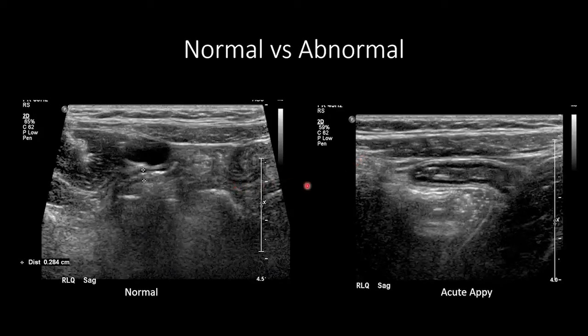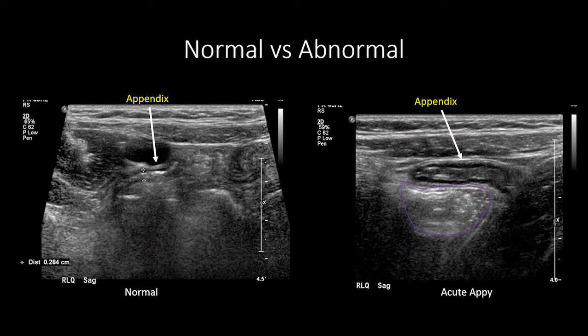Here are just two more cases, one normal appendix and one acute appendicitis. So here we can see the normal appendix. We measure the diameter to be less than 3 millimeters, which is well within normal limits. And on the other side, we have a dilated blind-ending tubular structure that is measuring over 6 millimeters. We also, again, are going to see that echogenic fat adjacent to the appendix, consistent with acute appendicitis.